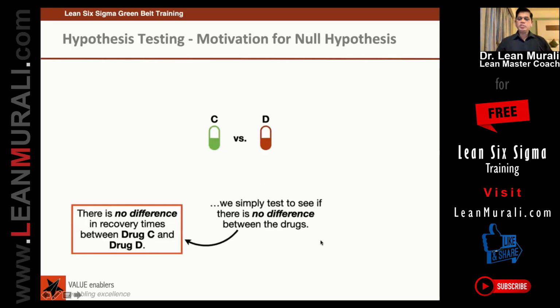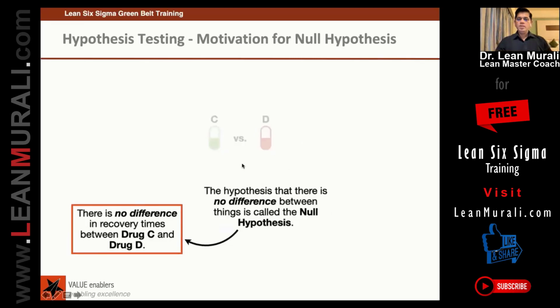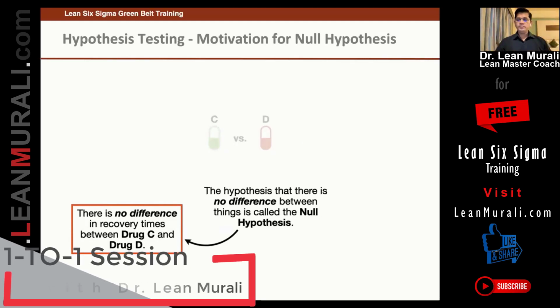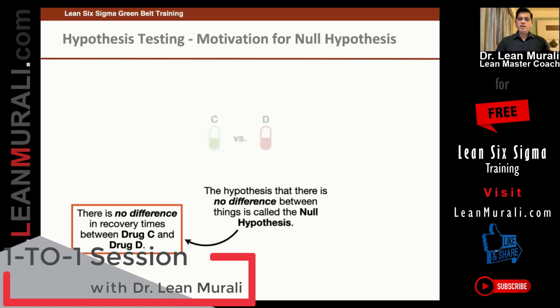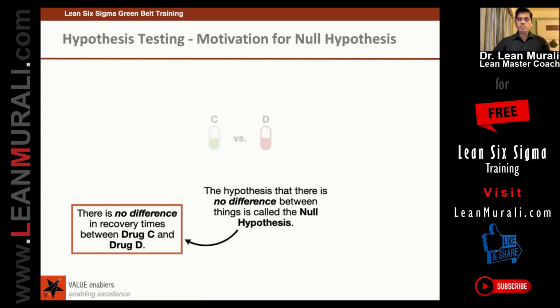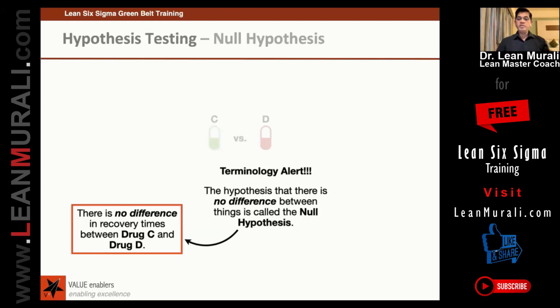We can simply test to see if there is no difference between the drugs. The hypothesis that there is no difference is called a null hypothesis. So we simply test to see if there is a difference. And if there is no difference, it's called the null hypothesis. So this is the meaning of null. If there is a difference, it's not null. So this is a terminology alert.